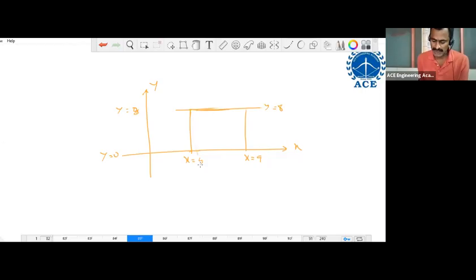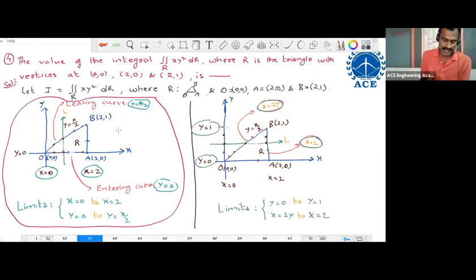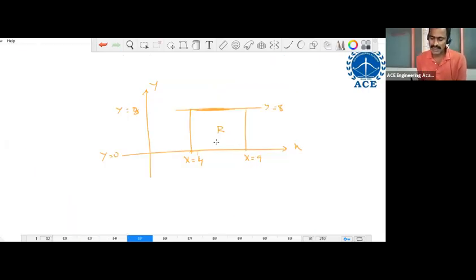Its equation of the line is x equal to 4. Its equation of the line is x equal to 9. Its equation of the line is y equal to 0. And if you observe this region, this is a rectangular region. In the previous problem, it was a non-rectangular region. But in this region, R is the region, and this is just a rectangular region only.